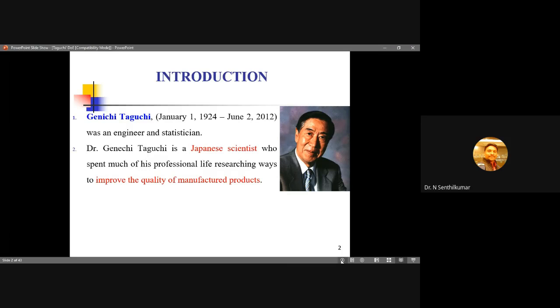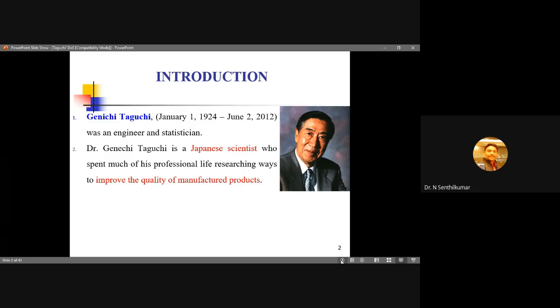So Dr. Genichi Taguchi is Japanese, actually. He spent most of his time toward improving the quality of products. That's why he used the term: quality is not an external factor, quality is an internal factor. Those who have come across that curriculum may know these words. So quality should be inbuilt, within the product itself.